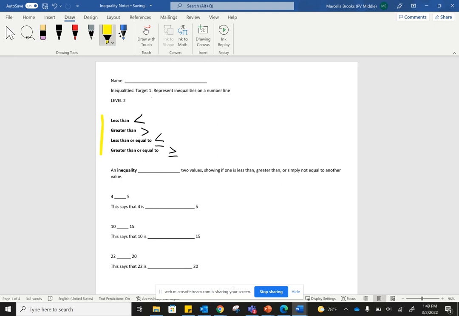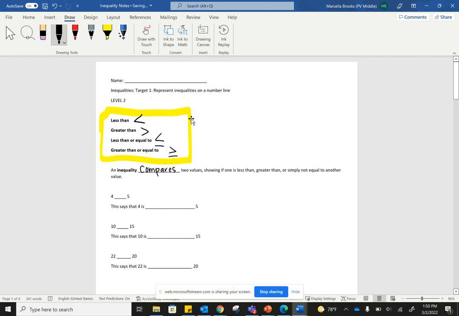So I would actually highlight this because you're going to refer back to that. And if you come up and ask me a question about what the sign means, I'm going to tell you to go back to the video and go back to your notes. So an inequality compares two values, showing if one is less than, greater than, or simply not equal to another value.